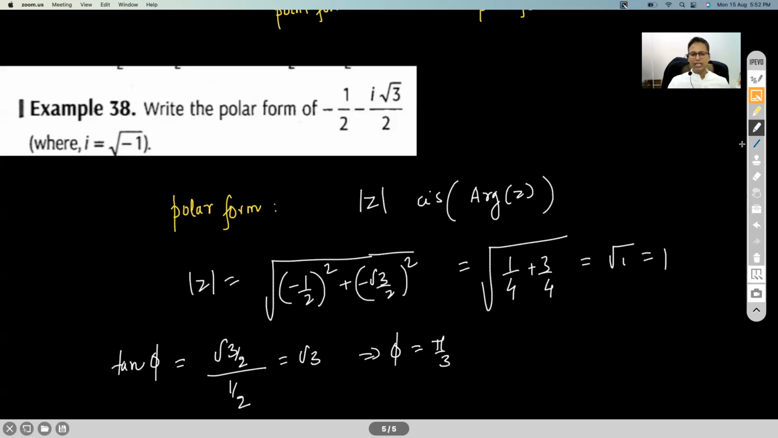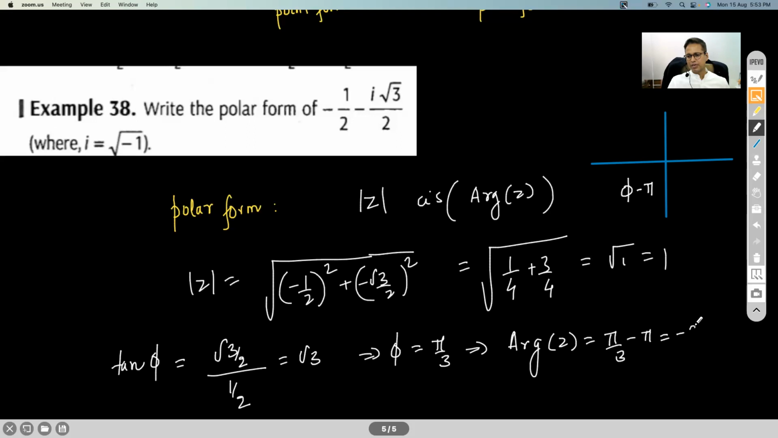But remember, we are dealing with a scenario where my complex number has both a and b negative. So you're here, in this particular quadrant, and your argument is phi minus pi, which is minus 2 pi by 3, correct? So the answer to this question is 1 cis negative 2 pi by 3. This is your answer. Is this fine? Any questions? Any concerns?